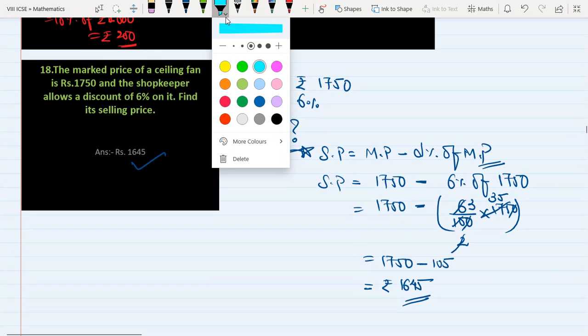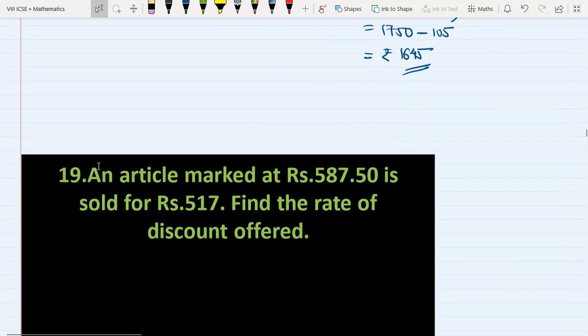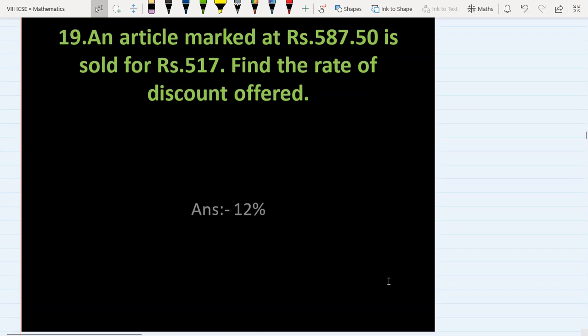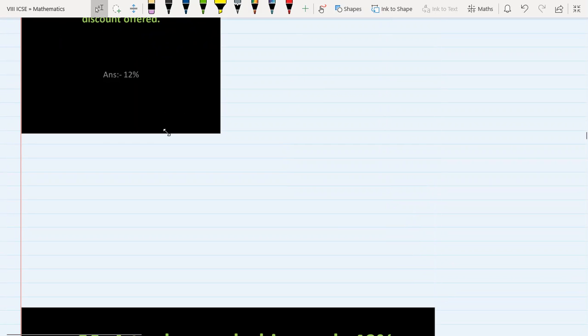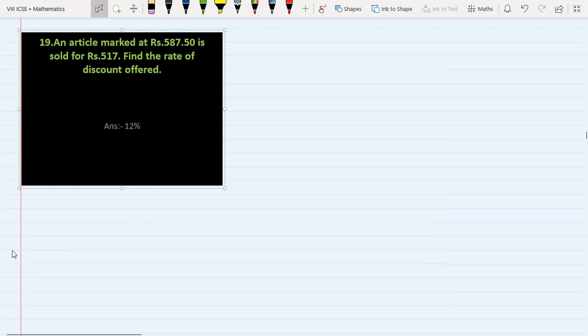formula itself, that if you have been given mark price and discount percent, and if you want to find the selling price, use this formula, then it will become easy. And of course the principle of percentage is always applicable, because this chapter is based on percentage. Next question. I told you there are 10 questions in all, so we are 9 more to go, 1 done.